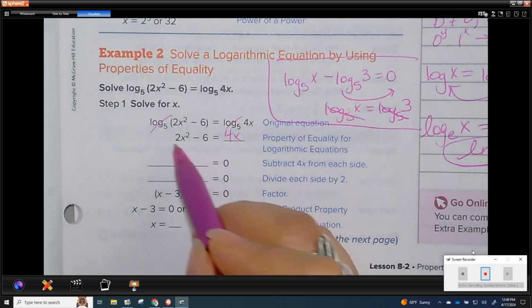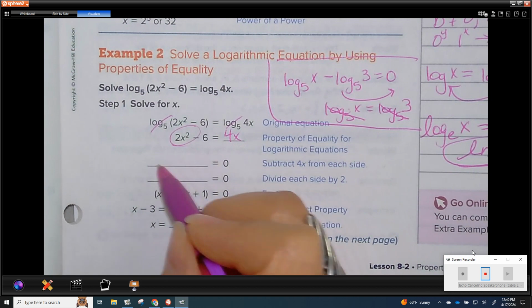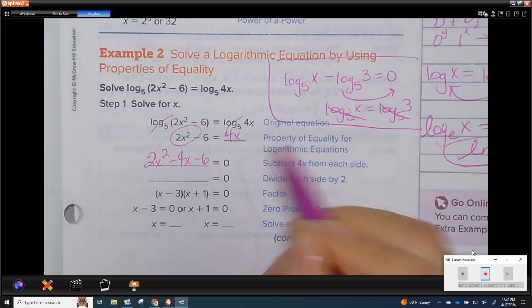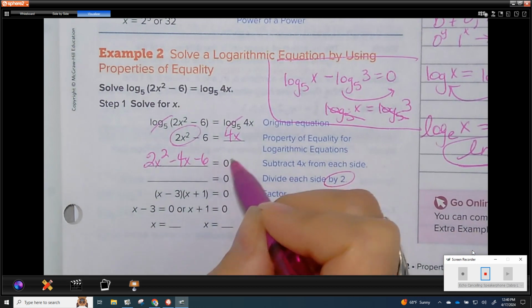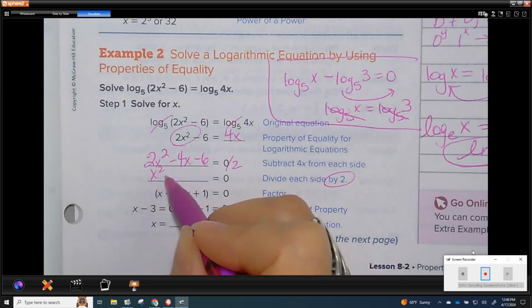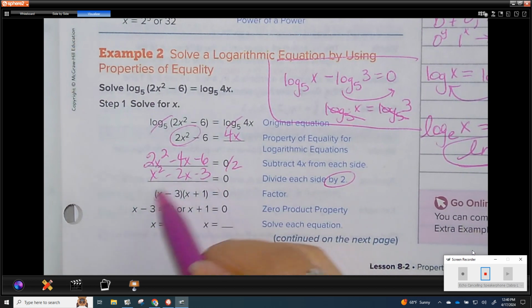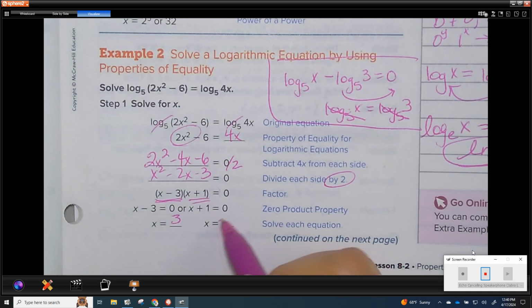Since it's a quadratic, I'm going to move the 4x over, negative 4x minus 6. Since everything is divisible by 2, I will get x squared minus 2x minus 3, so it's easier to factor. It factors to this. What makes this 0 is 3. What makes this 0 is negative 1.